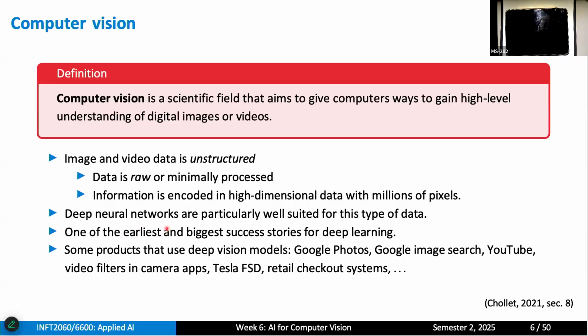Deep neural networks are particularly well suited for this type of data. One of the earliest and biggest success stories for deep learning, and some products that use deep vision models, include Google Photos, Google Image Search, YouTube, video filters in the camera app, Tesla's FSD, and retail checkout systems. All these are successful implementations. I won't go through all of them, just give one.